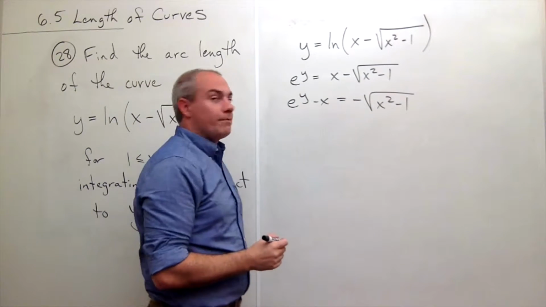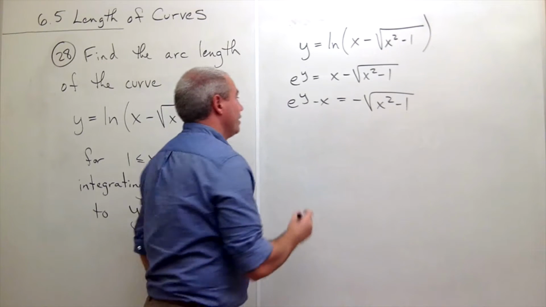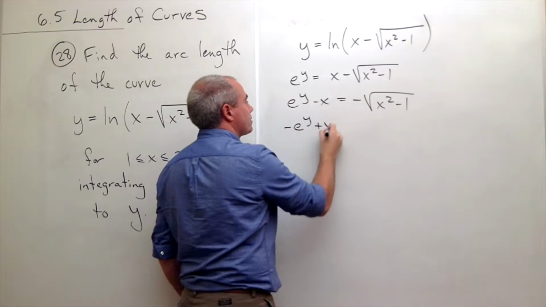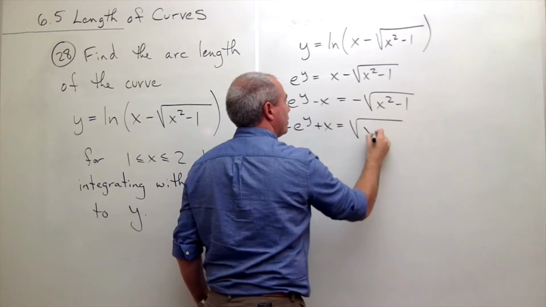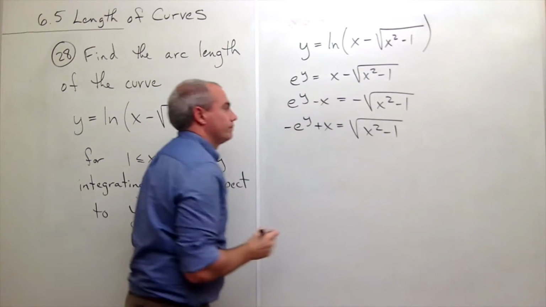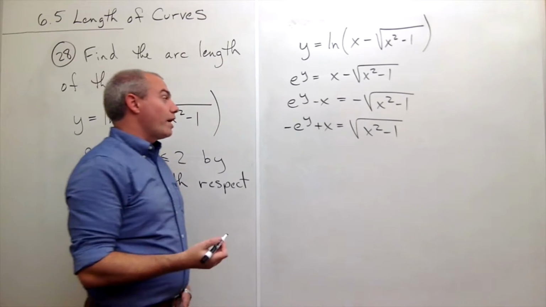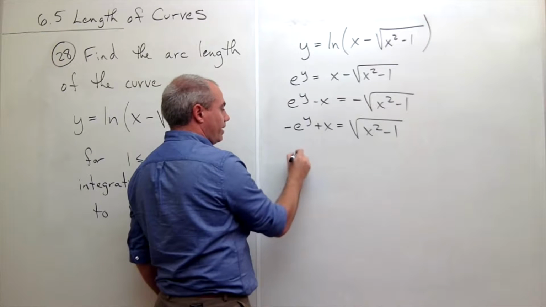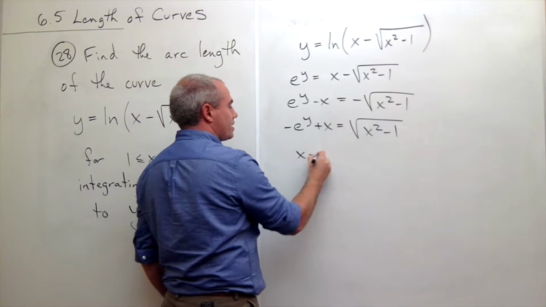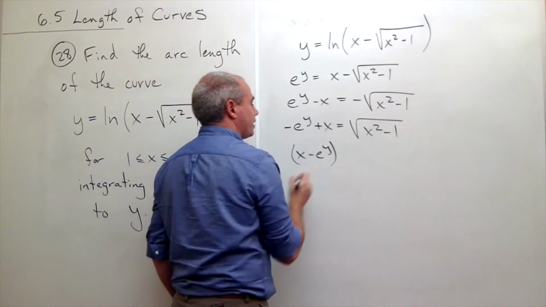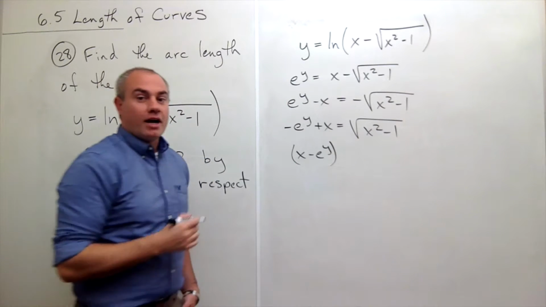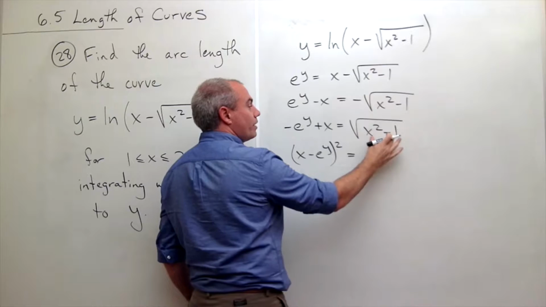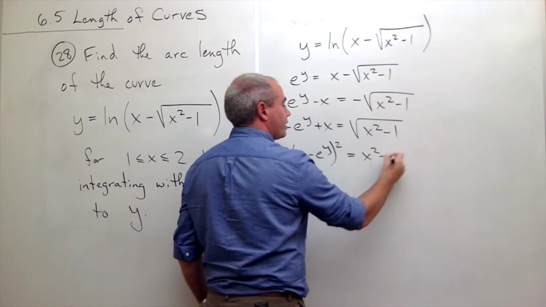Multiplying both sides by minus 1 gives me negative e to the y plus x is equal to the square root of x squared minus 1. Let's square both sides. I'm going to rewrite this a little bit, just writing it as x minus e to the y, because I think it looks better that way. I'm going to square it, and when I square the other side, I just get x squared minus 1.